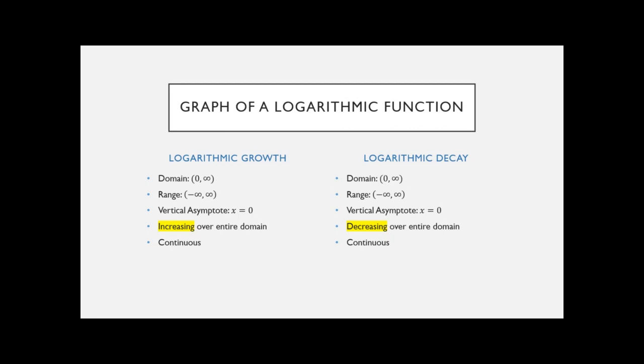Exponential functions have horizontal asymptotes. If you switch your x and y because it's an inverse, that means the logarithmic functions have vertical asymptotes. And then the rest is basically the same. If it's a growth function, it's increasing. If it's a decay function, it's decreasing. But the key difference between the exponential and the logarithmic is that they're very similar. It's just the x and the y are flip-flopped.